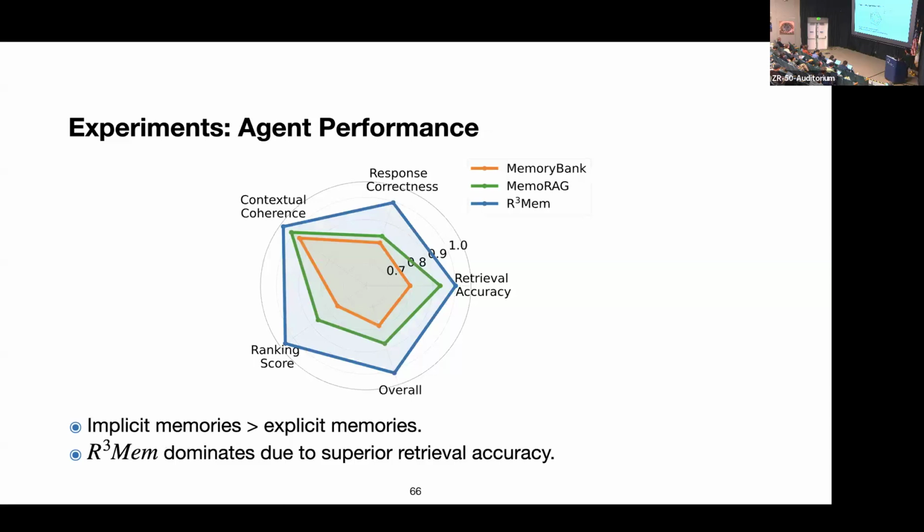And lastly, let's say we take this R3 as a memory module, and we plug it into an existing agent framework to see how it performs as a standalone memory component. We compare it with several other implementations like the memory bank and memory rack. In terms of different metrics, here are five different dimensions. We have improvement compared to those two baselines.